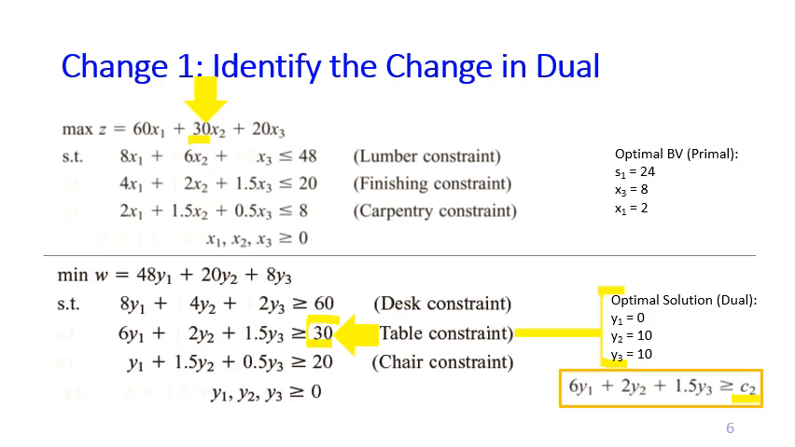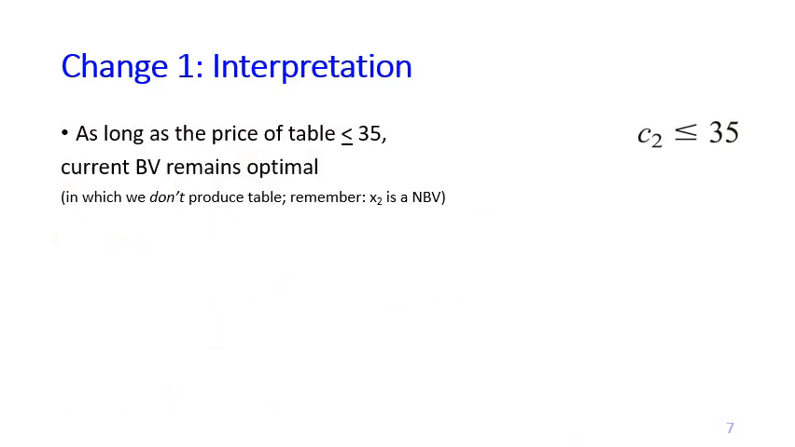Now plug in the values of y2 and y3. So y2 equals 10, y3 equals 10, and then we get that as long as C2 is less than or equal to 35, the current optimal dual solution remains feasible. From the previous slide, the result says that as long as the price of the table is less than or equal to 35, the current basic variables remain optimal.